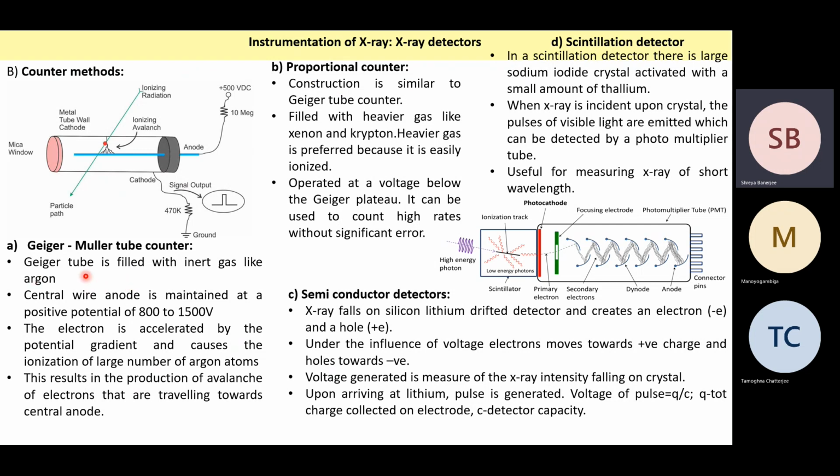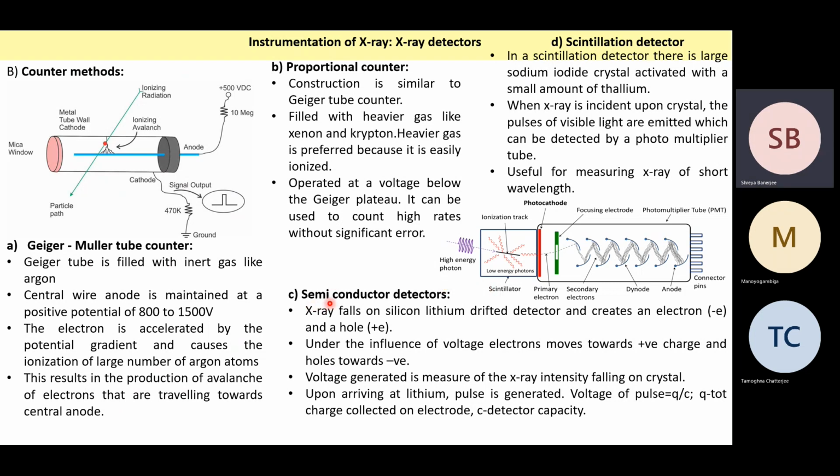Only in the Geiger tube, argon is used, but in the proportional counter, a heavier gas like xenon or krypton is used because it is easily ionized. So the heavier the molecule, the lower its ionization energy, so it can be ionized more easily. As it is ionized more easily, it can operate at a lower voltage than the Geiger tube, and so it can count high rates of electron striking. Since a heavier gas is used, the counter will measure more cases of the electron striking the detector, and so the proportional counter can measure higher density of X-ray.